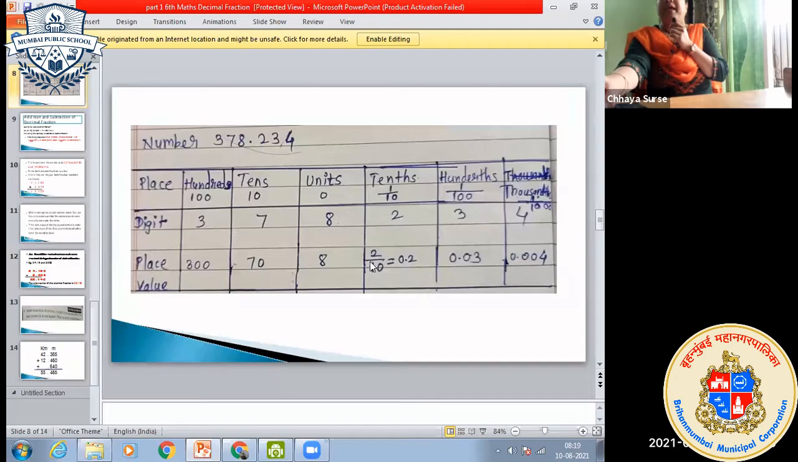10th place. That's why 2 upon 10. So I already taught you that you can write the decimal fraction in 2 ways: 2 upon 10 and 0.2. Why 0.2? Here is the 1 zero. Here only 1 zero, so after the decimal point we want only 1 digit. So after the point we write here 2.